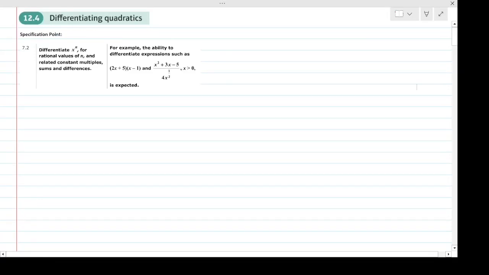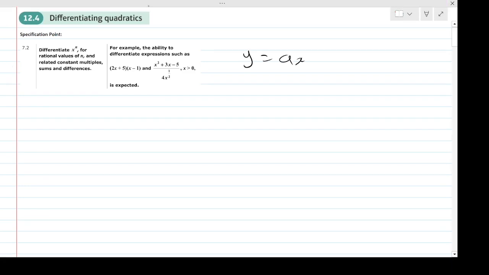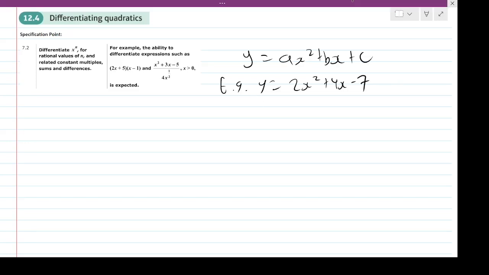Hello, so in this section we're going to look at differentiating quadratics, so expressions that look like y is ax squared plus bx plus c. For example, y is, say, 2x squared add 4x minus 7. Any quadratic in that way. So we're going to differentiate it, so we're going to find what dy dx is.